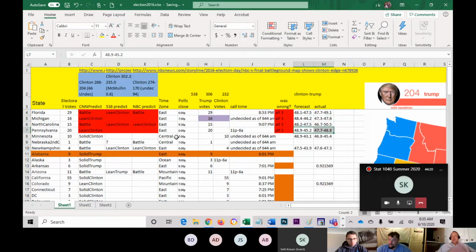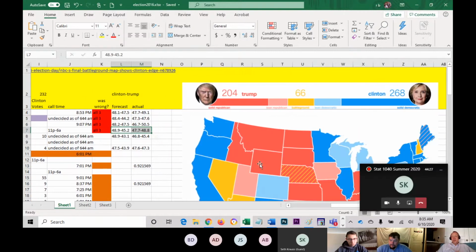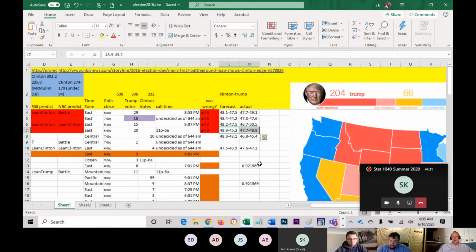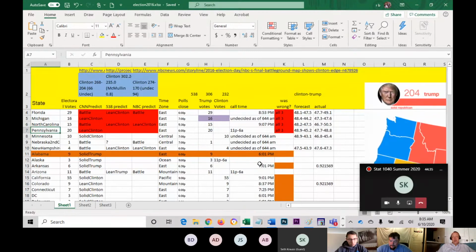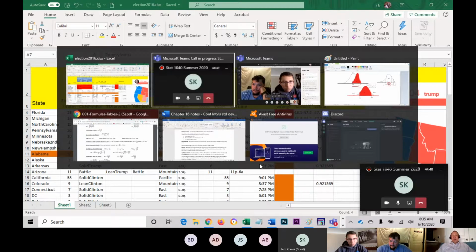And so this is a perfect real life example of when you do the prediction, you would expect to be right 95% of the time, and they were right almost 95% of the time. But they got 4 states wrong, and those 4 states, Florida, Michigan, North Carolina, and Pennsylvania, flipped the election from Clinton to Trump. So does that make sense?